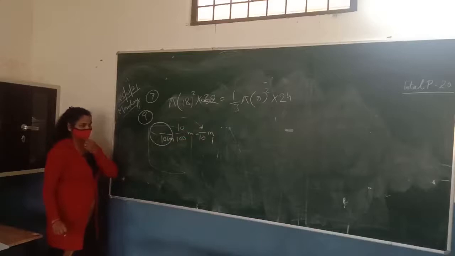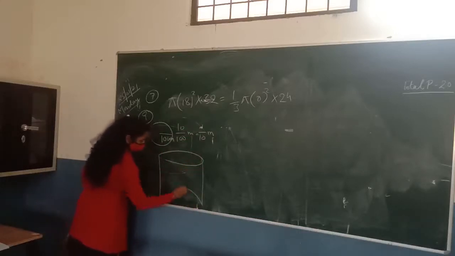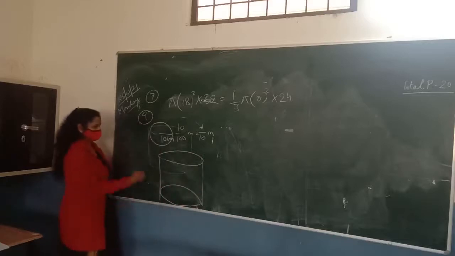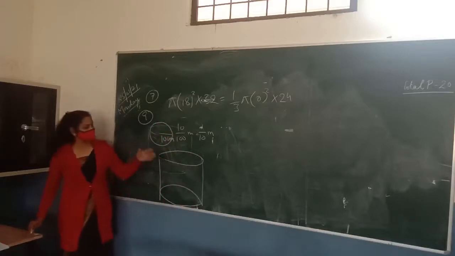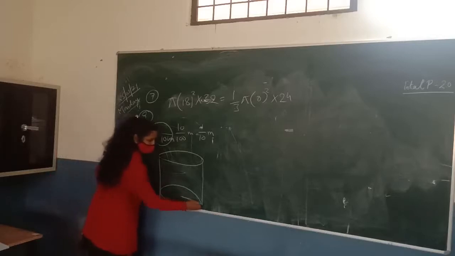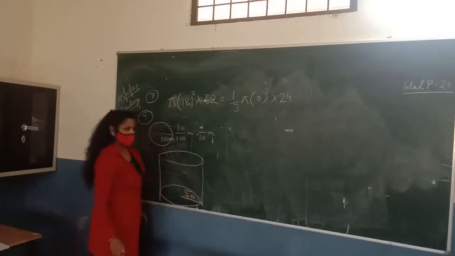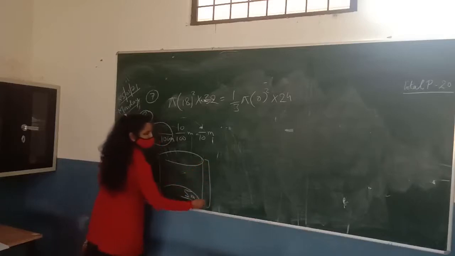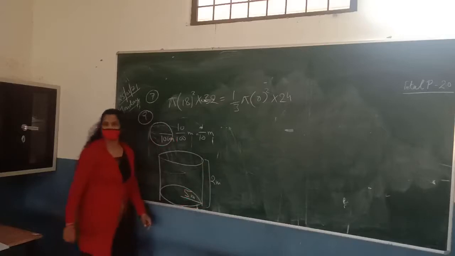The pipe runs from a canal into a cylindrical tank in concrete. We connect the pipe to the cylindrical tank. The diameter is 10 meters, which means the radius is 5 meters, and the depth is 2 meters. 2 meters is the depth of the cylindrical tank.